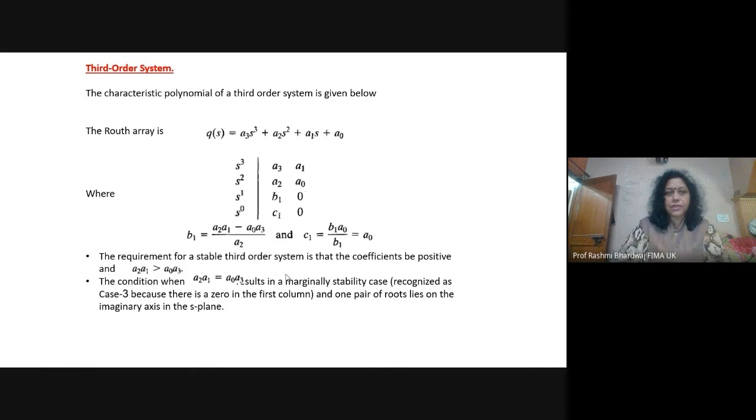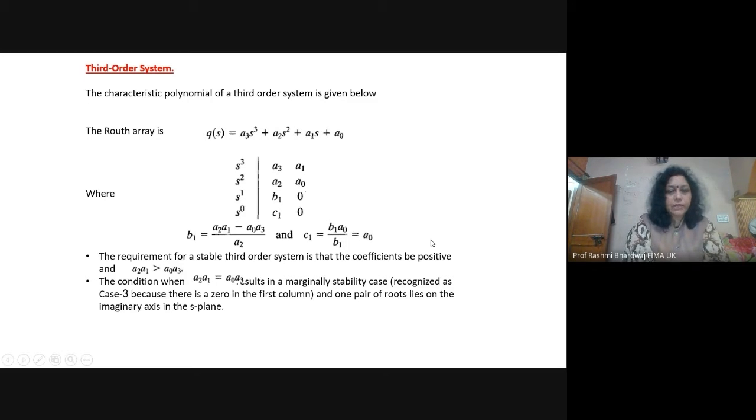So if you have a third order system, your numbers are a3 and a1, and the other row is a2 and a0. S3 corresponds to this row, S2 is this. Now S1 we have to find out. S1 is B1, because B2 is not there, and S0 has only C1. So what is B1? B1 is a2 times a1 minus a0 times a3, divided by a2. Same way C1 is B1 times a0 divided by B1, which just comes out to be a0, because there is no fifth order term. Otherwise you would have B2 and C2 also.